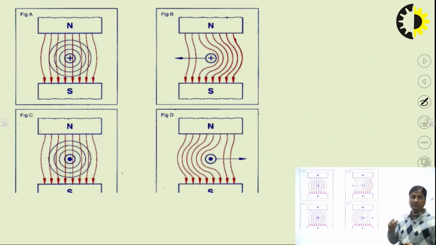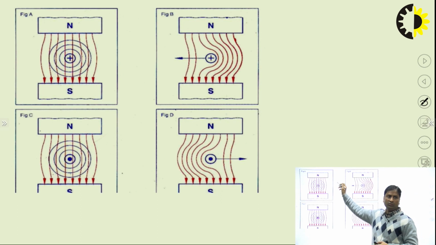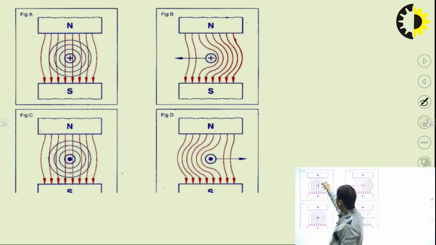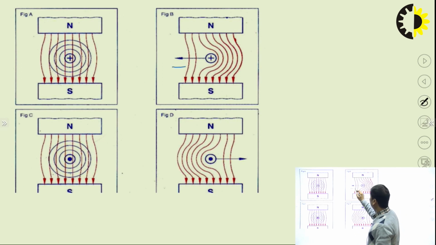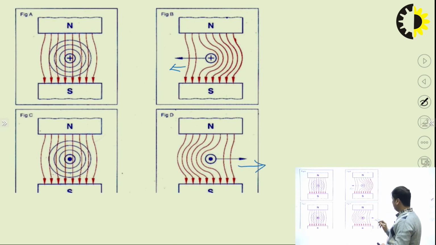Now you can see these are certain figures. Suppose this is the north pole and south pole, and this is a cross, that means current is going inside. So it means the force will be in this direction. Similarly, when there is a dot, the force will be in these directions. Similarly, if we change the polarity, south and north, accordingly the direction of current or force will change. So this is how the direction of rotation of the motor can be decided with the help of Fleming's left hand rule. Okay, that is the concept of Fleming's left hand rule.